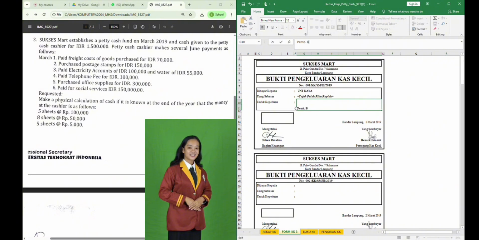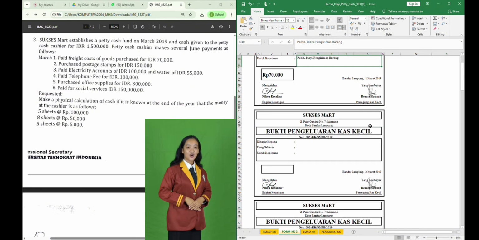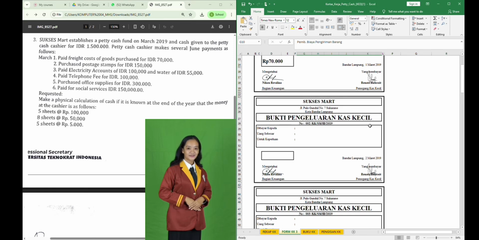First, enter the company name, then enter the company address. Meanwhile, I will explain the numbers. The numbers will be sorted by the date of the transaction. The slash for petty cash is abbreviated as KK, the slash for the store name, which is SJ, the slash for the month of the transaction in Roman numerals, March means 3 Roman, and the slash for the year of the transaction is 2019.